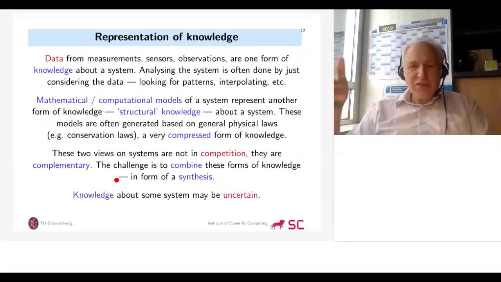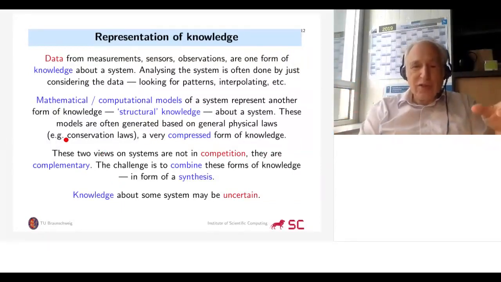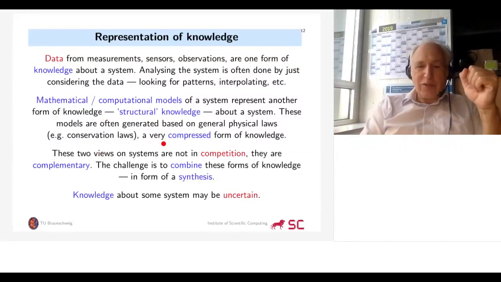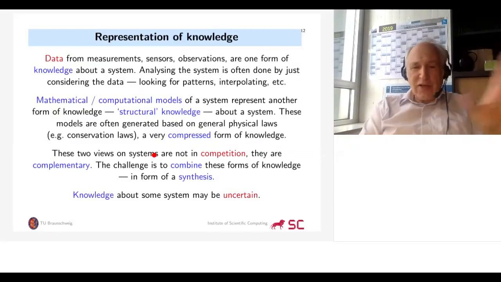For instance, in a physical system, you may know that physical laws, such as energy conservation or force balance, are satisfied, and you don't doubt them. This is a very compressed form of knowledge, and we want to use it too. So we want to use mathematical models which incorporate this together with data. I don't see these two kinds of views in competition. I think they're complementary, and the challenge is to combine them.